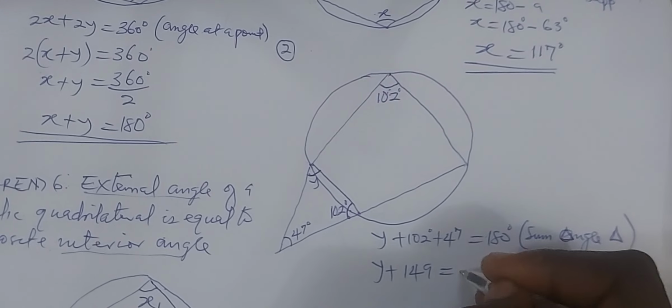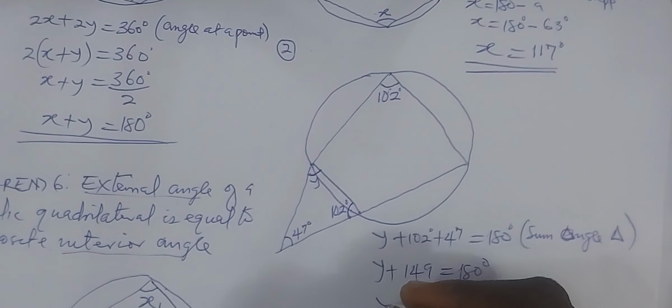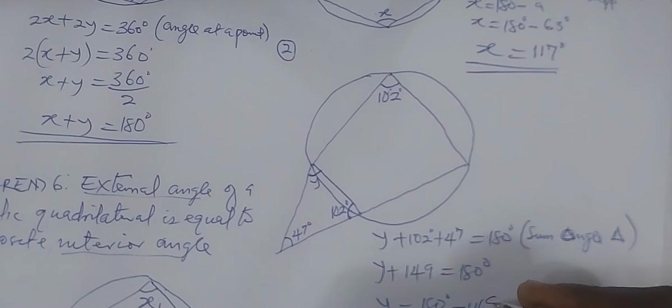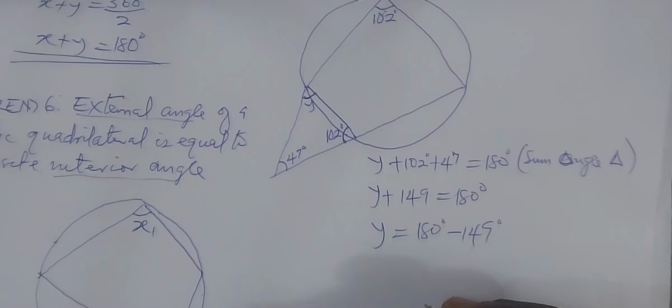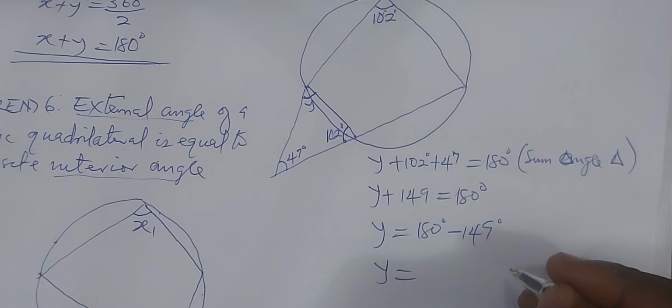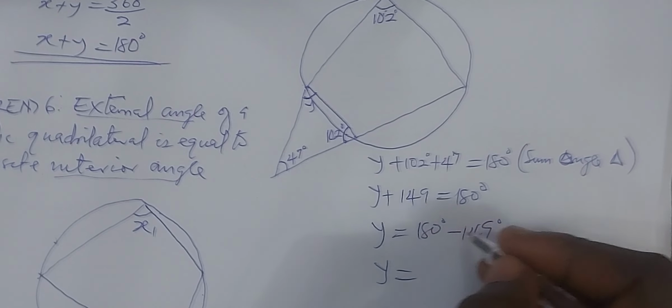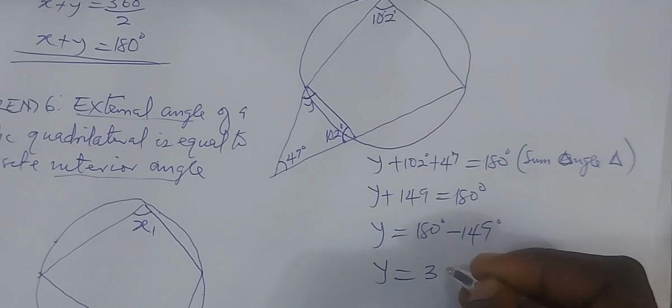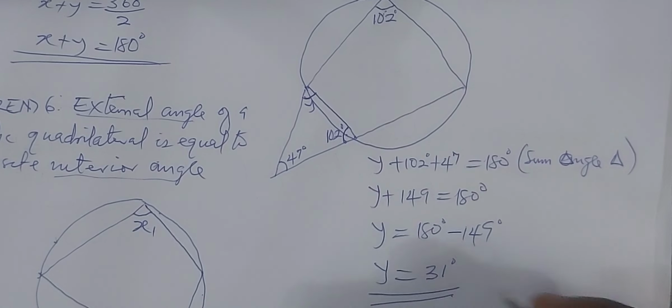And therefore, you have y plus 149 equals 180 degrees. Your y is equal to 180 degrees minus 149. So what is the value of your y? If you take 149 from 180, you have 31. Okay, 31 degrees. So that is the value of your y.